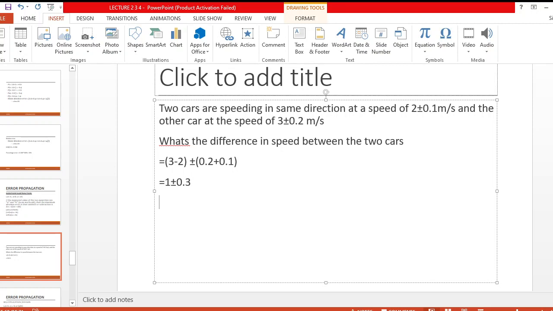So that's the answer. Whether you are subtracting or adding, the error in the measurement is always added. Whether you are subtracting or adding more quantities, the error in the measurement is always added. So this is the error which we have got in this measurement.